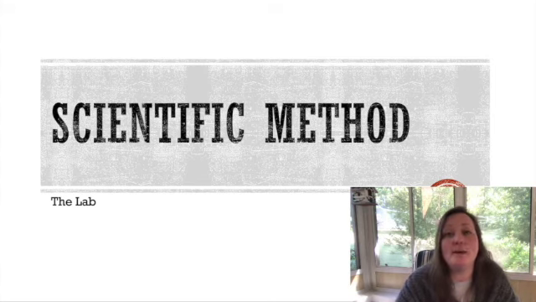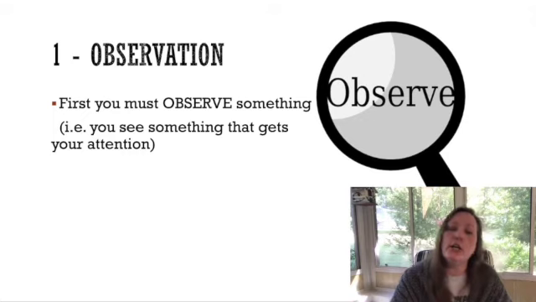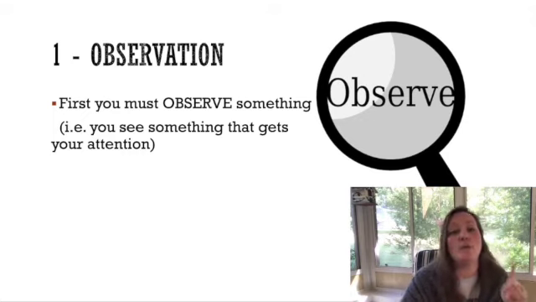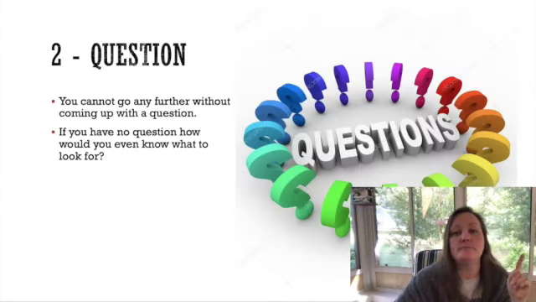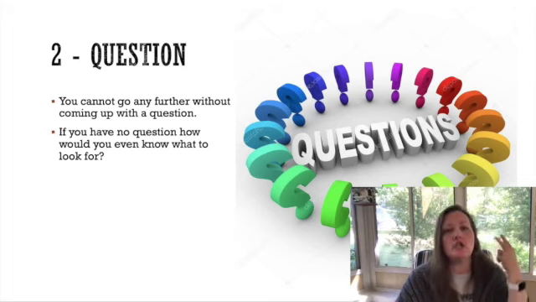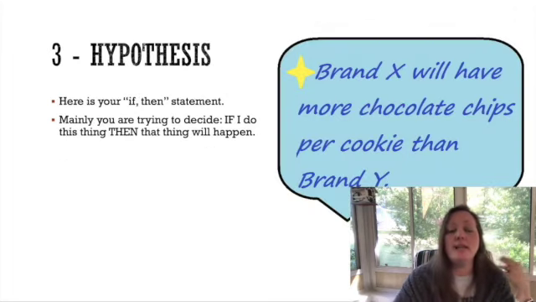We already talked about this in chapter 1, that you need to know the scientific method as taught in this class. So I thought, what better thing to do than make it a lab? So here you go. First thing, you have to observe something. So number 1, observation. Number 2, question. If you don't have a question, what in the world are you trying to answer? So observation, question. 3, hypothesis.